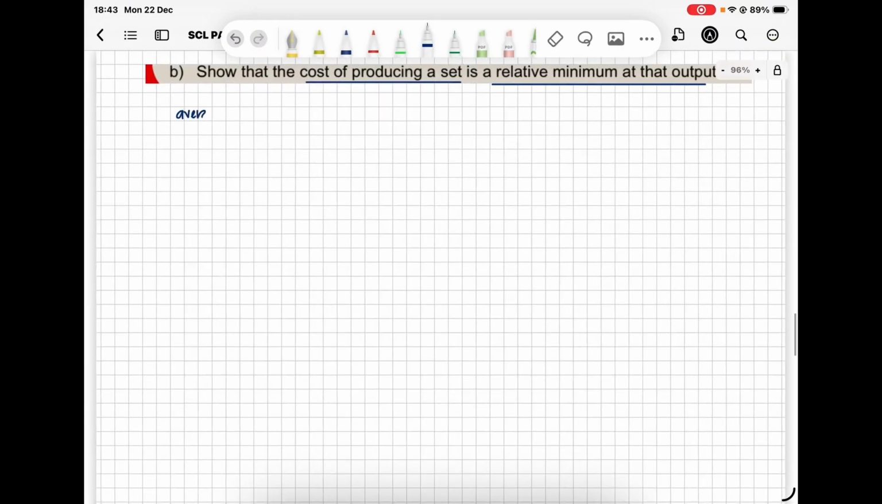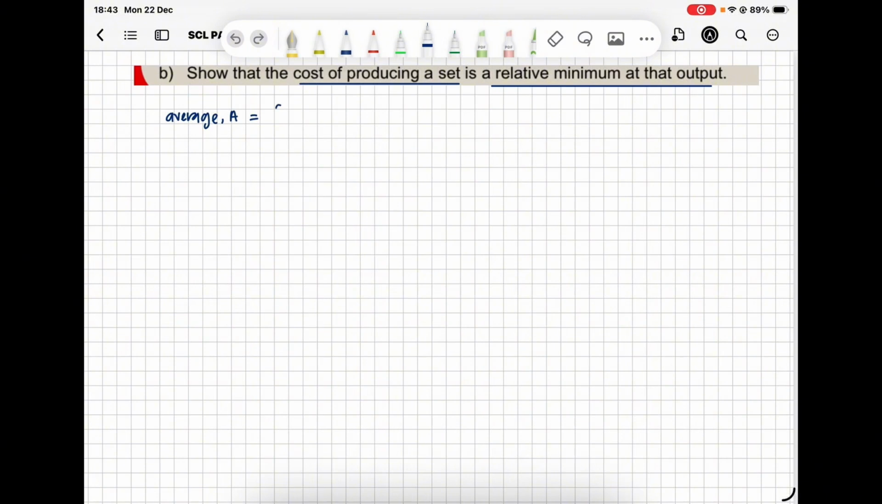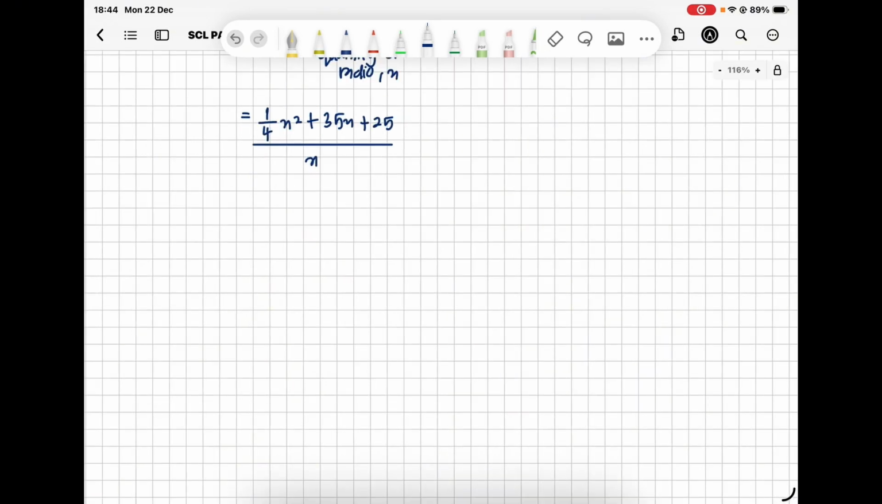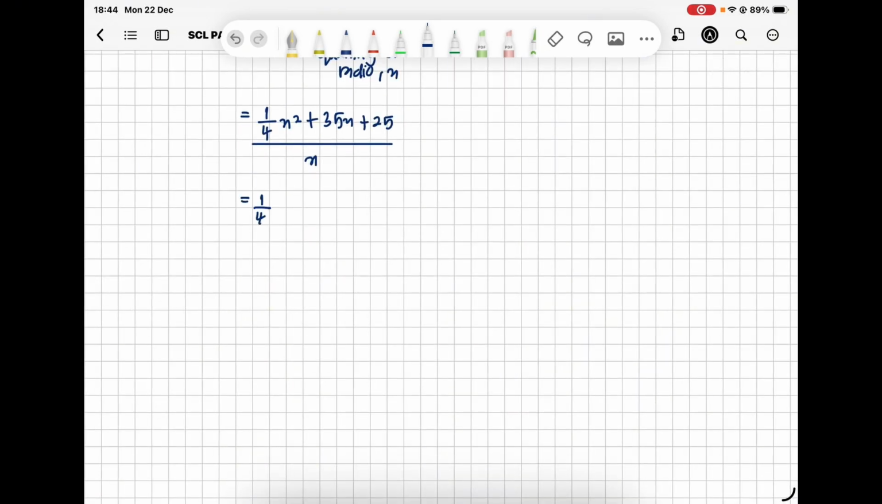For question 3B, we need to find the average of the product. To find the average, we need to divide the cost of production by the quantity of radio. So we get the average is 1 over 4x plus 35 plus 25 per x.